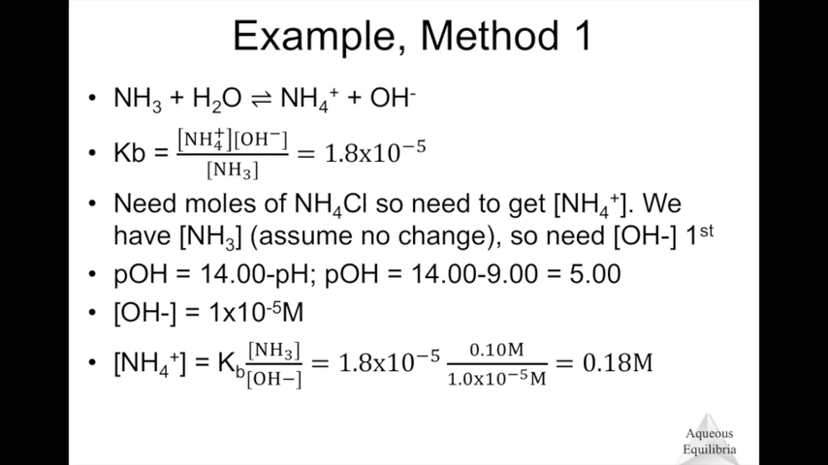And so we can just plug this in and solve for the concentration of NH4, which equals our Kb value times the concentration of NH3 over the concentration of OH minus. Plug those values in right here, and you get 0.18 molar concentration of NH4. And we know we had 2 liters of the solution that we're trying to get, so we need 0.36 moles of NH4Cl to get that.